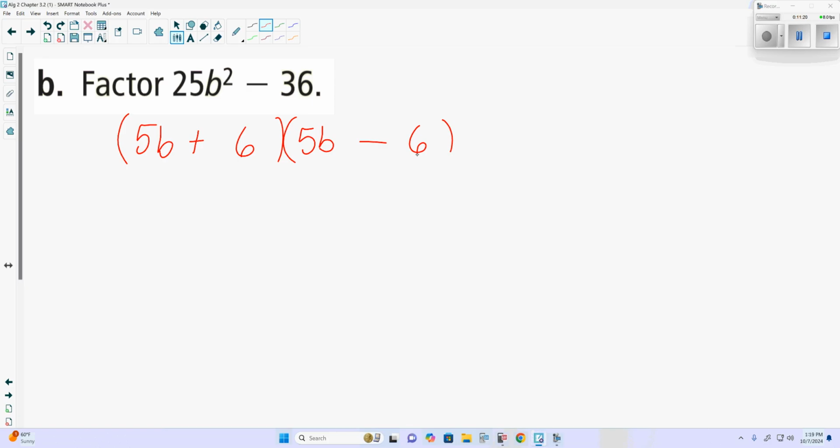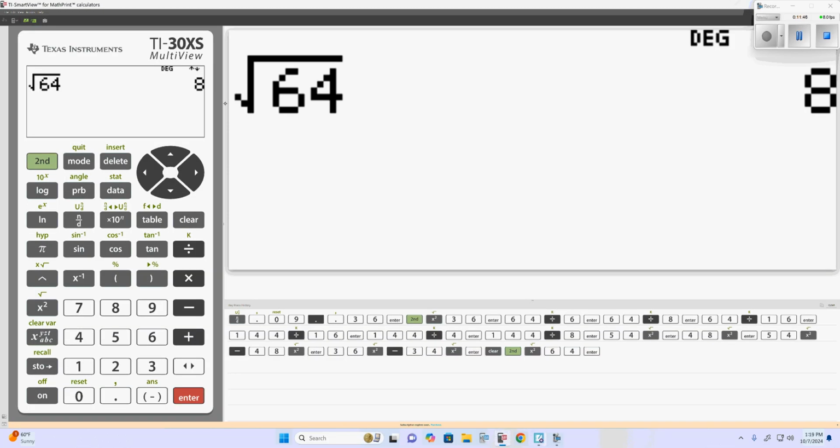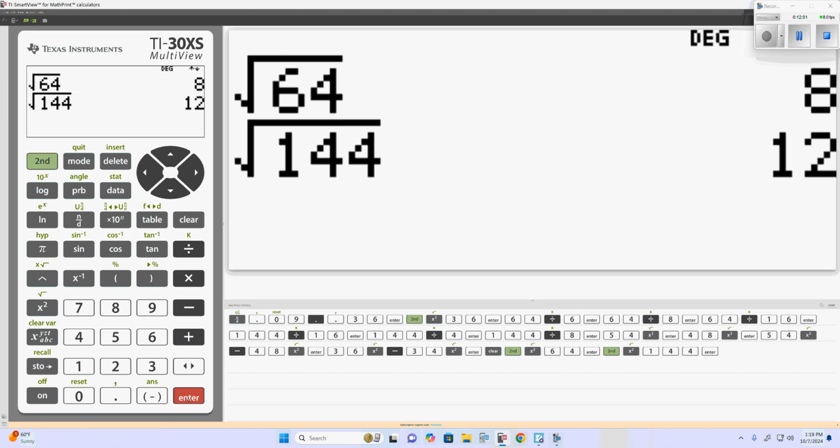Let's do one more. I know it's not in the note sheets, but let's do one more. Let's do 64x squared minus 144y squared. It's like the same thing. So 64, if we're not sure, we can always check. We can use the calculator, because we can take the square root of it. When we take the square root, we're trying to find what number times itself gives us the number inside the square root. Now we can do the same thing with 144. It is indeed 12.